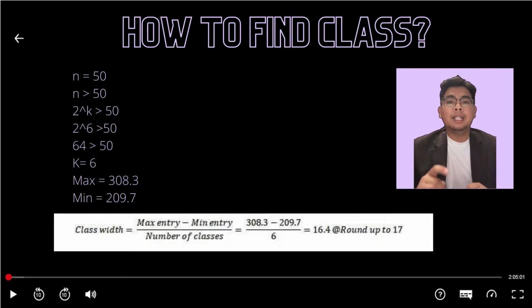So in my data, the class width is (308.3 minus 209.7) divided by 6, which equals 90.4, that I round up to 17.